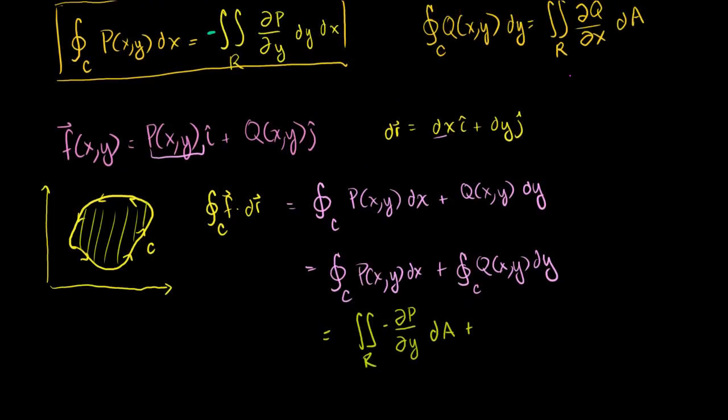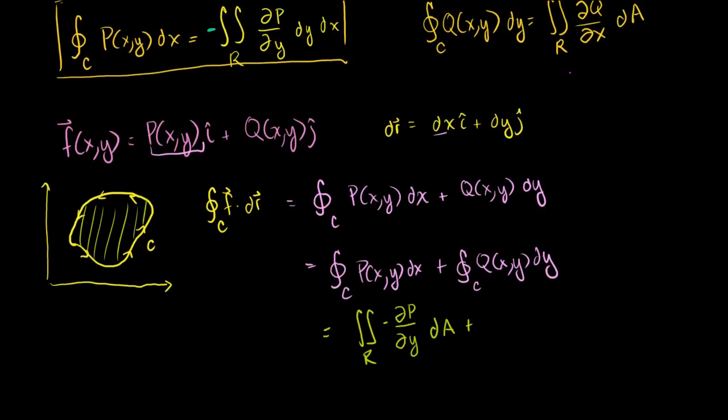So that's plus, I'll leave it up there. Maybe I'll do it in the yellow. Plus the double integral over the same region of the partial of Q with respect to x dA, where that's just dy dx or dx dy. You can switch the order. It's the differential of area. And now we can add these two integrals.